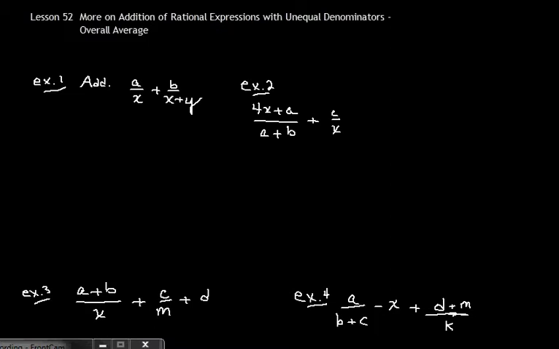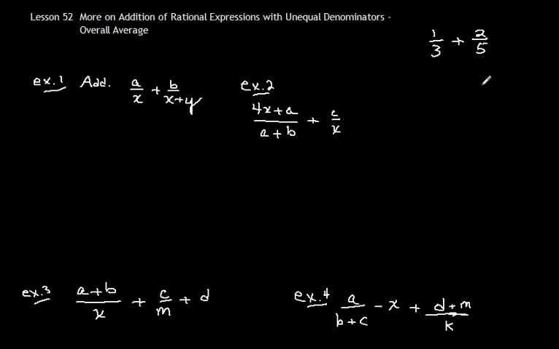We're going to get right going here with lesson 52, more on addition of rational expressions with unequal denominators and overall average. Okay, just as you did in the past, you would add fractions together like 1/3 plus 2/5. Notice that this is an expression because it doesn't have an equal sign. It's called rational because we're talking about fractions. They're called rational numbers. In order to add these two fractions together, we need to find a common denominator.